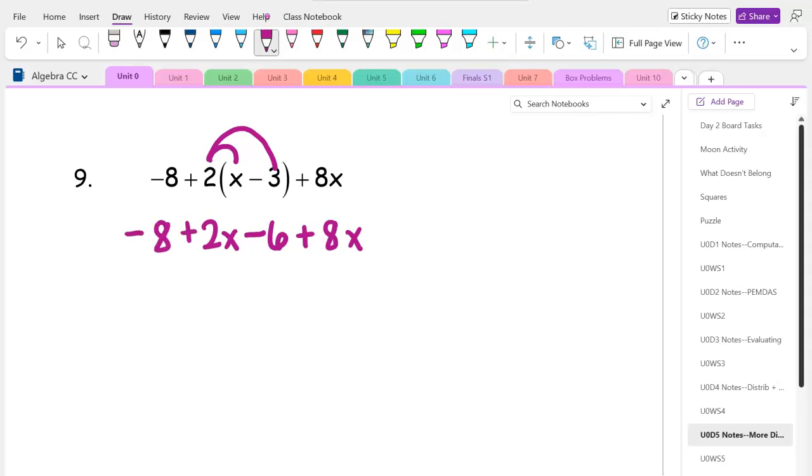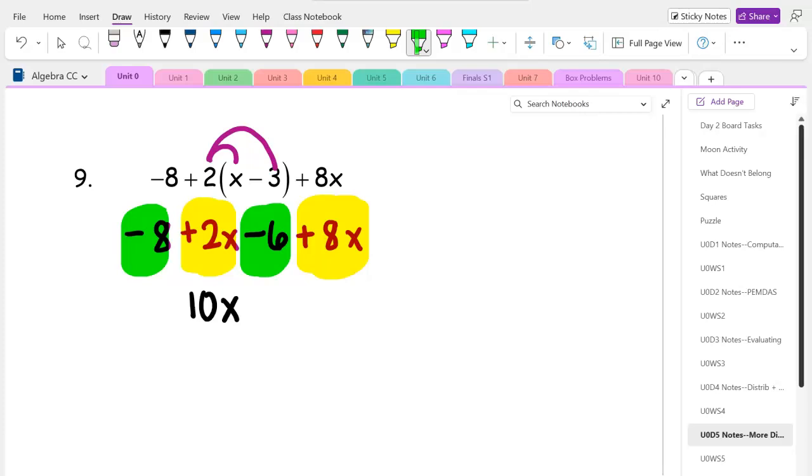And now we look for like terms. Again, I'm going to encourage you to do the variables first. So I have a plus 2x and a plus 8x. Remember, you are adding. 2 plus 8 is 10. Don't lose your x. And then we have a negative 8 and a negative 6. So again, you can either think of this as negative 8 plus negative 6 or negative 8 minus 6, whichever you prefer. Either way, it's going to be a negative 14.